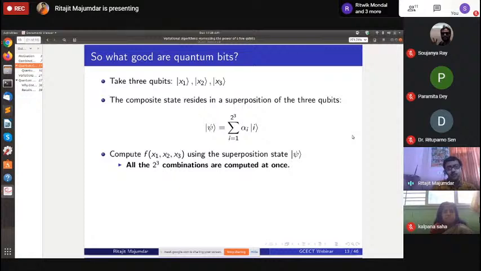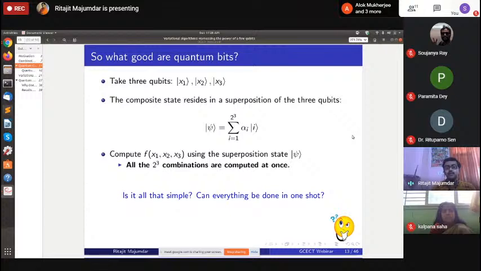But this brings up a question. If this is possible, then anything and everything can be done in a single shot. But I said in the beginning that there are many myths. Not everything can be done using a quantum computer. So there must be some catch here. Everything cannot be done in a single shot. So what is the catch?